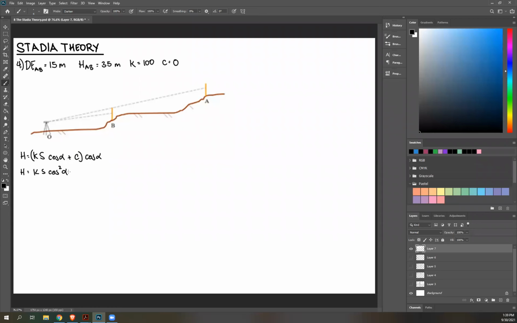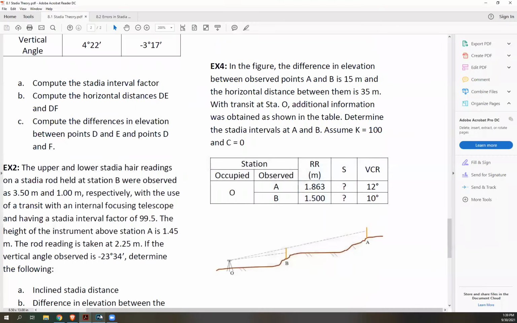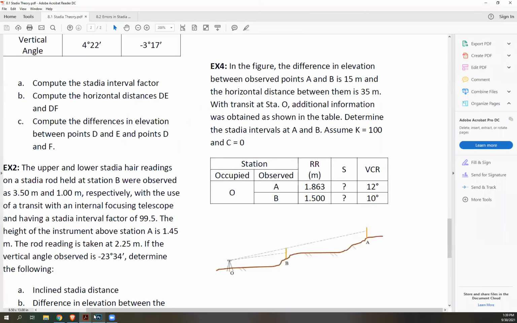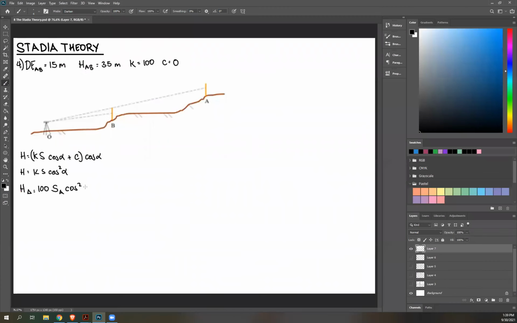And now let's use that equation and sub in what we know. So let's start first with horizontal distance from A. Okay, so HA equals Ks. K is the same, that's just 100. And then S, sight reading, let's call that SA, that's the unknown. And then cosine squared alpha, that's the angle for A. Looking here, that's 12 degrees. So cosine squared 12. Let's do the same for B.